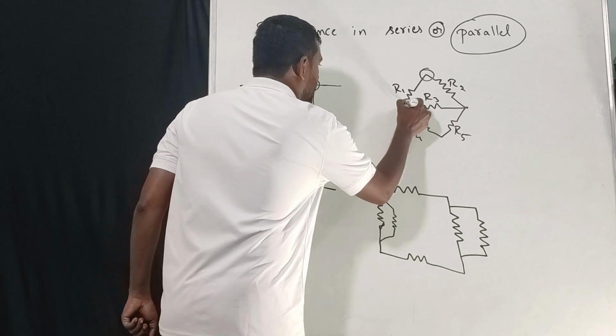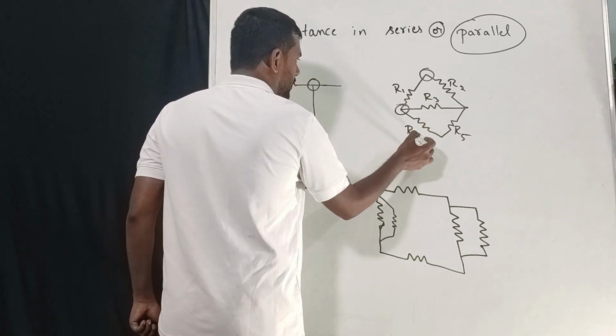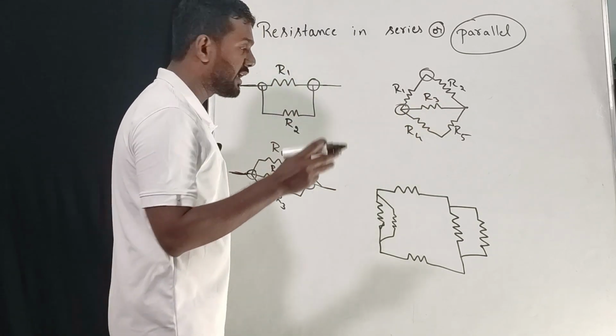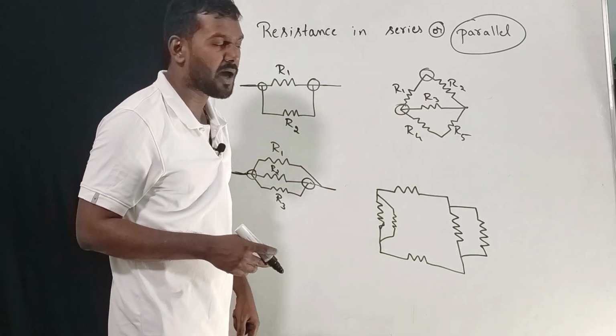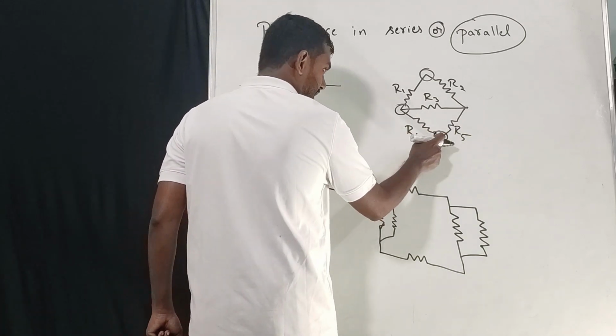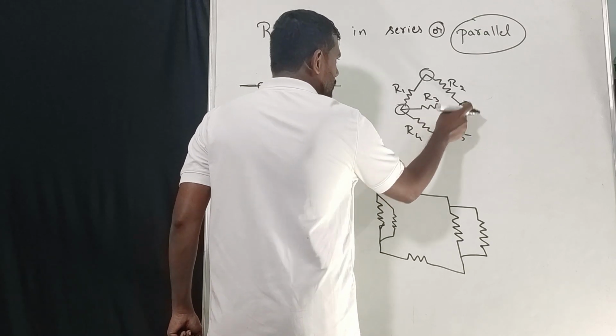Now we'll see here at this point. One wire is coming from R1, one wire is coming from R4, one wire is coming from R3. So totally 3. These 3 are connected in parallel. At this point, these 2 are connected in series. At this point, 3 wires are coming: 1, 2, 3.